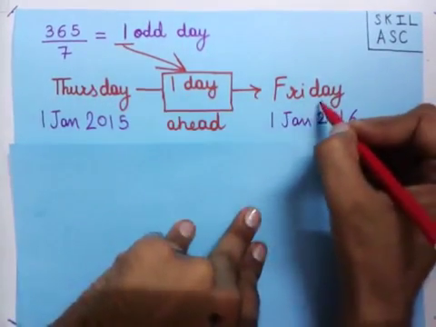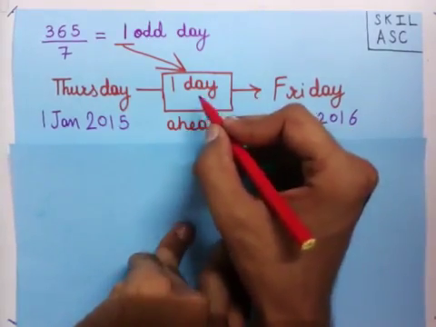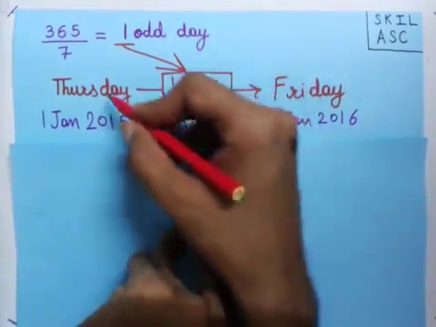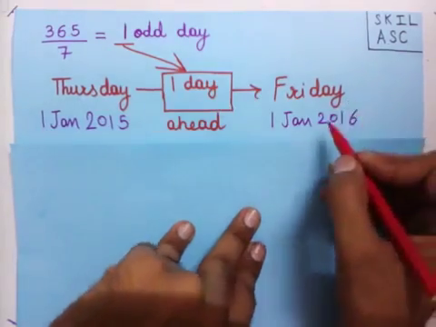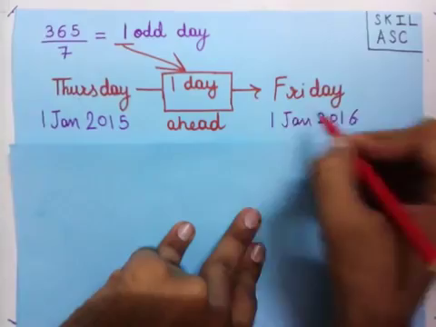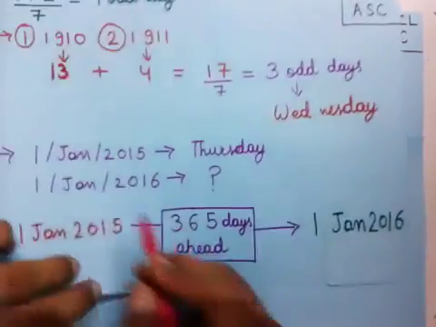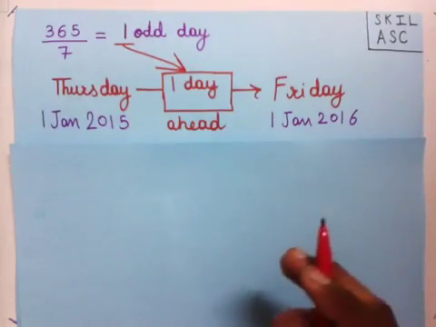And this is our final answer. We reached this date and we have gone 1 day ahead of this day and we find Friday. So Friday is our answer. So the day on 1st January of 2016 is Friday. So we can say that the day on this date is Friday.